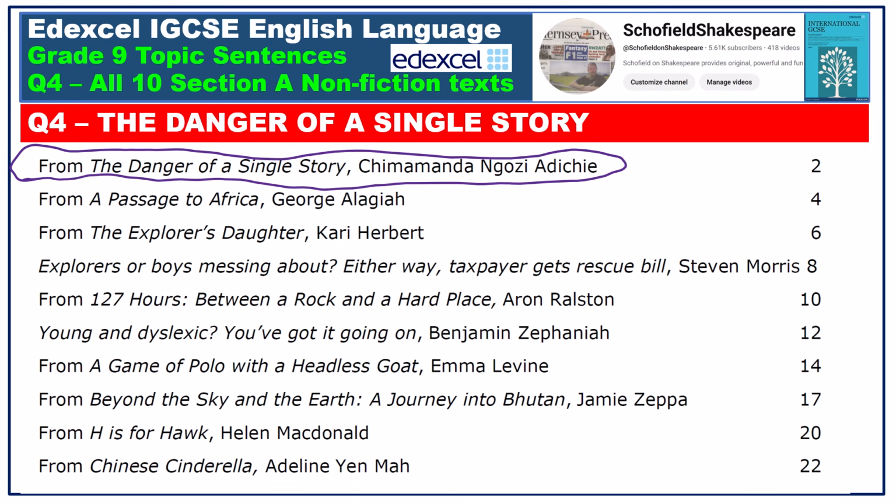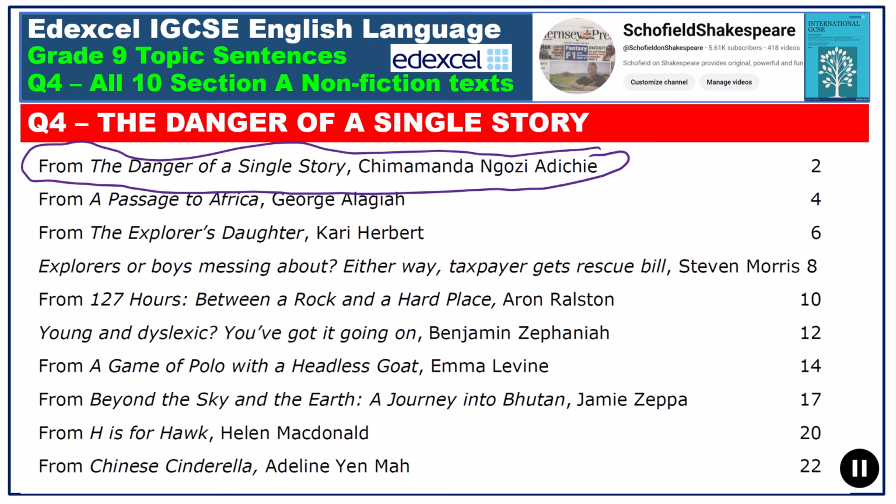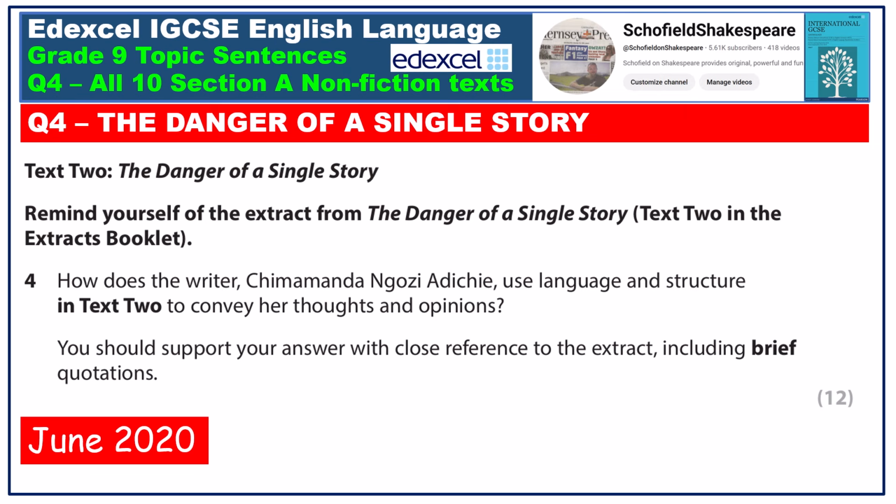So let's start with The Danger of a Single Story. Whip open your anthology now to page 2 and skim read the text. Press pause to do this. In June 2020, the question was, how does the writer use language and structure in text 2 to convey her thoughts and opinions? As ever, very broad and lending itself to wretched pre-learning.